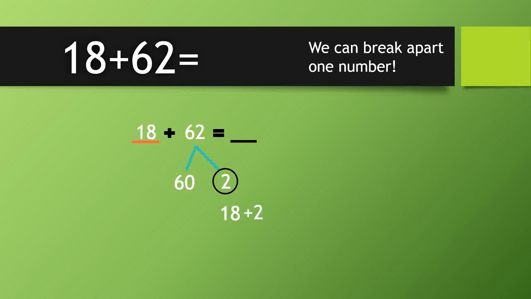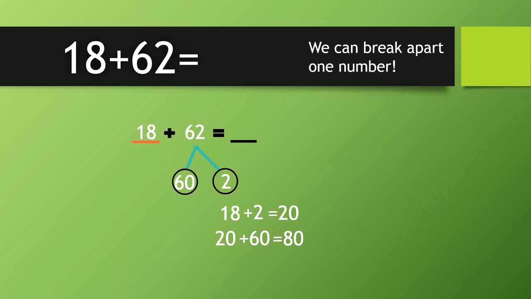18 plus 2, that's going to make 20. Because if I count on 2 from 18, I count up 1 to 19 and a second number to 20. 18 plus 2 equals 20. Great. So now that 20 is going to move down so we can add 60 to it. 20 plus 60. 2 tens plus 6 tens. How many tens is that going to be? Well, 2 plus 6 is 8. So 2 tens plus 6 tens equals 8 tens, which is 80.